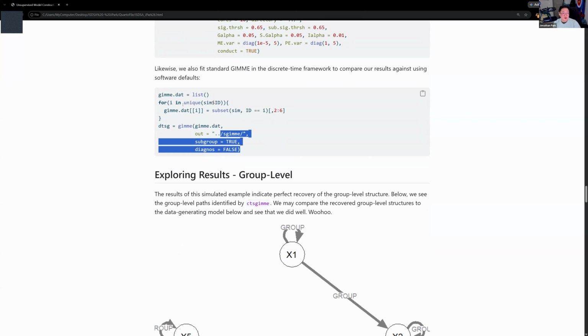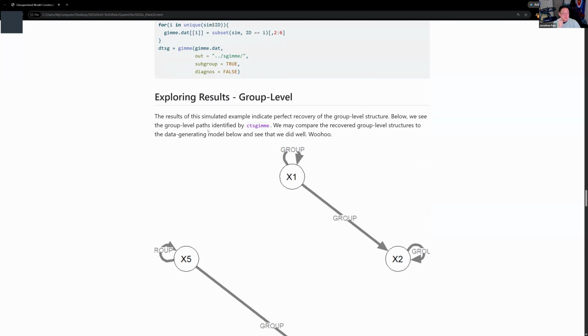In addition to this, we also fit the discrete time GIMME. So this is there if you would like to check how discrete time GIMME works in comparison to the same data. This just formats the data to be friendly for fitting in discrete time GIMME, and then you can run this discrete time GIMME argument. This uses all of the program defaults of discrete time GIMME.